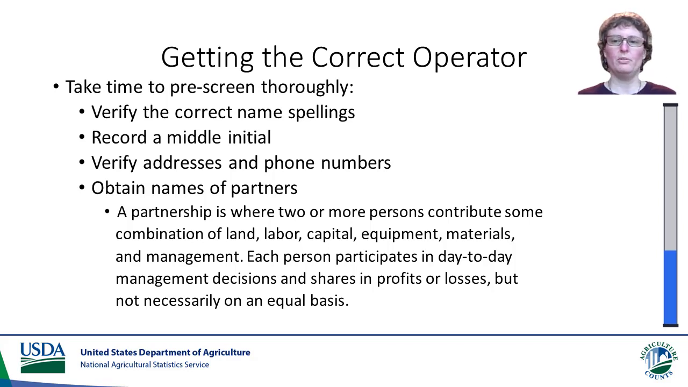You may learn from the operator that the operation is a partnership. As mentioned, a partnership is defined as two or more persons contributing to the day-to-day running of the operation. If this is the situation, be sure to record the name and contact information for all partners involved in the operation. During pre-screening, you'll need to record the partners' information on the back page of the screening form or a separate piece of paper that is kept with the screening form. Then, during data collection, the names and addresses of partners can be added to the tract questionnaire.